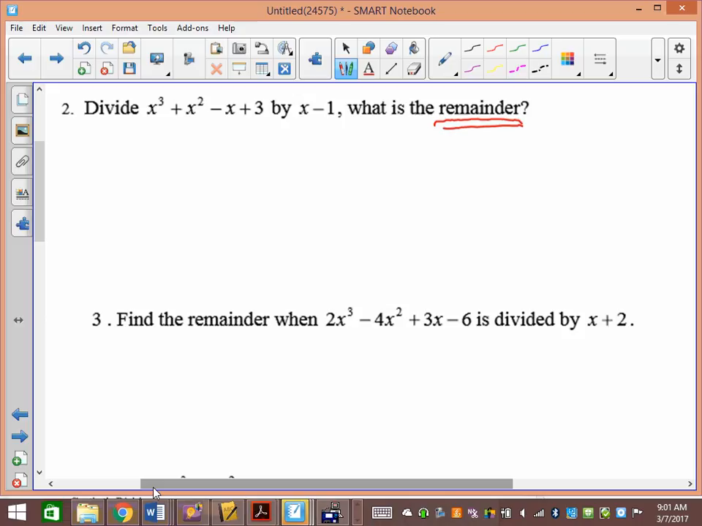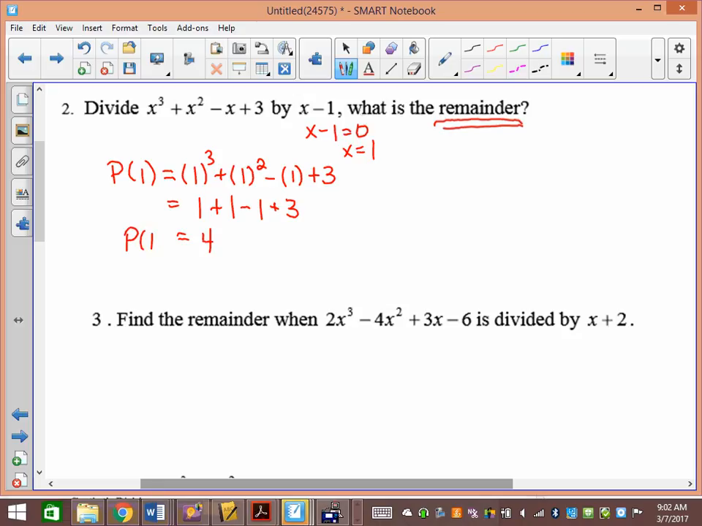So x minus 1 is what you divide by. So it would actually be x minus 1 equals 0. So x equals 1 is what we're going to plug in. Okay? And then we're going to do p of 1 equals. Now we're going to plug that 1 in for all the x's, right? So 1 cubed plus 1 squared minus 1 plus 3 equals 1 plus 1 minus 1 plus 3. So it equals 4.